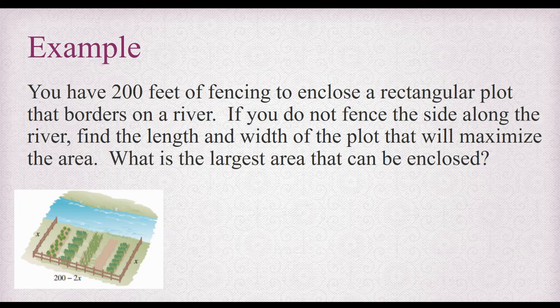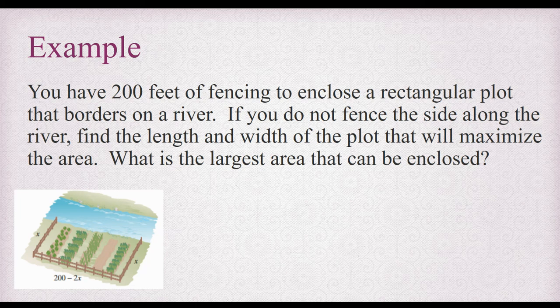And so because we don't have to fence all four sides, I called one side x. The other side across from it has to be x because a rectangle has opposite sides congruent. And then hopefully it makes sense that that third side is us taking the 200 feet and subtracting 2x from it, because however long the x is, there's two of them. When I subtract 2x, it gives me the remaining length of that third side. So this diagram right here is going to help us set up our problem.